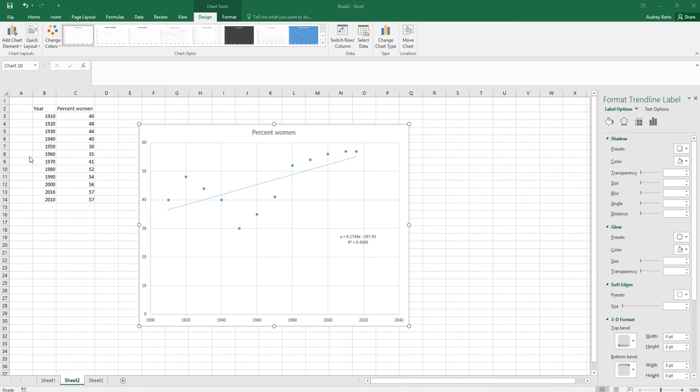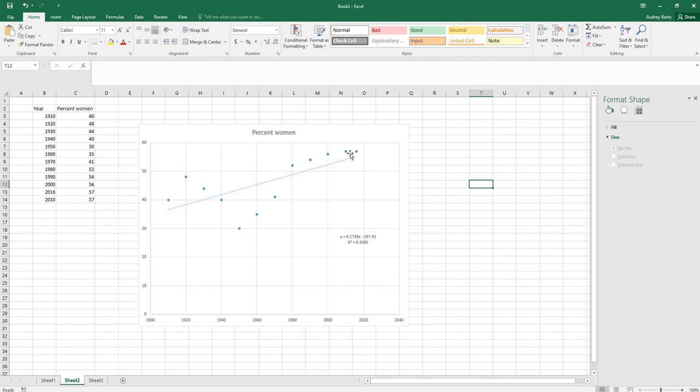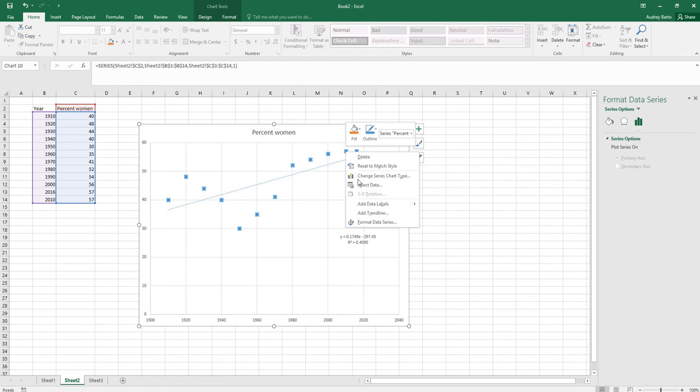So that's it. You can just select your data again. We selected this, we made a scatter plot, and then you just right click on any one of the points and click Add Trend Line to be able to see that line.